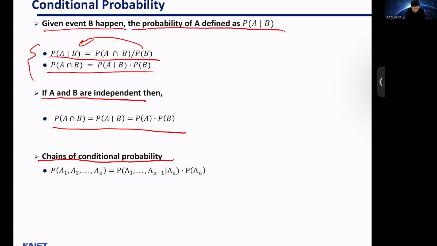And the chain rule of conditional probability is as follows. P of A1, A2 through AN equals the probability of A1 through A(N-1) given AN, times the probability of AN. What that means is you can take one of these out to separate as a separate probability of that set, and then you can make that a condition.